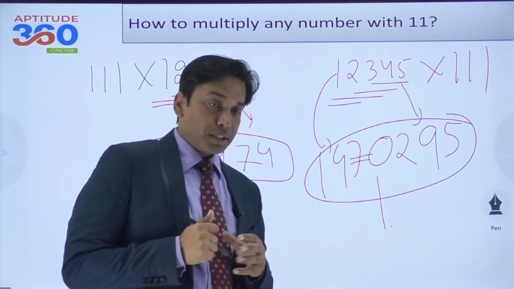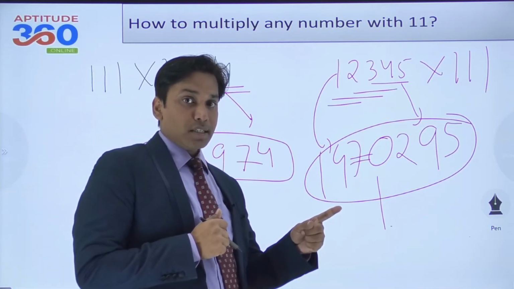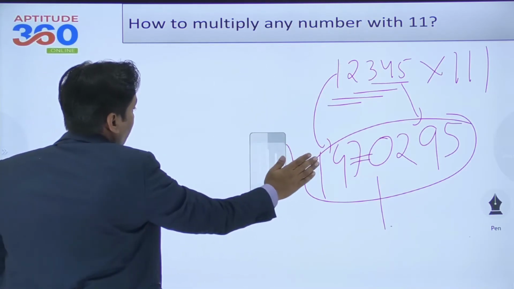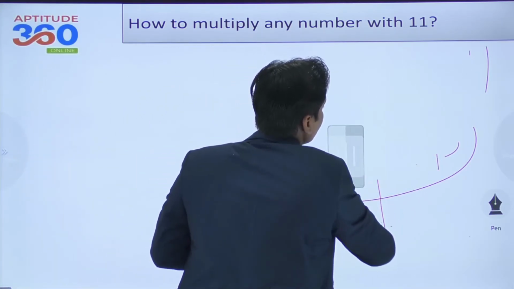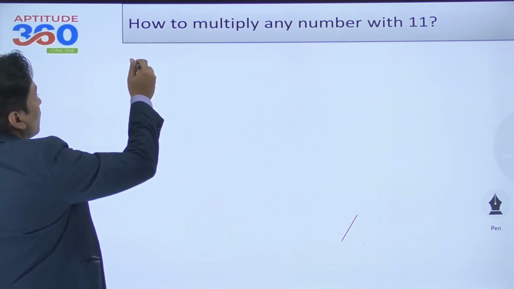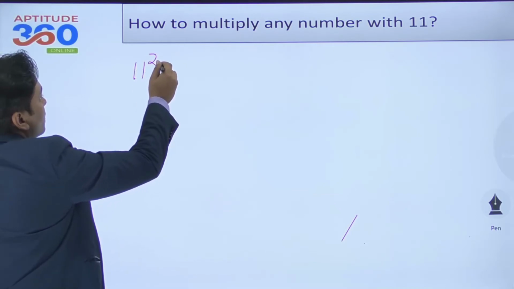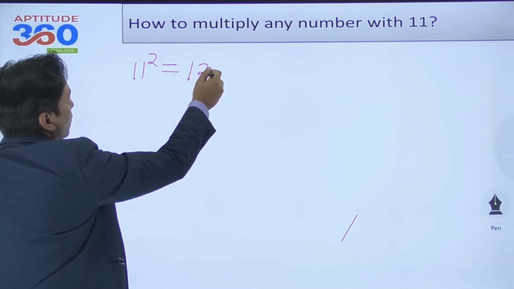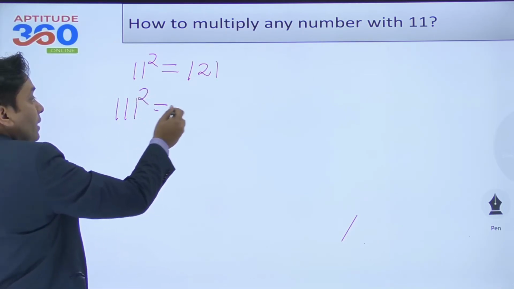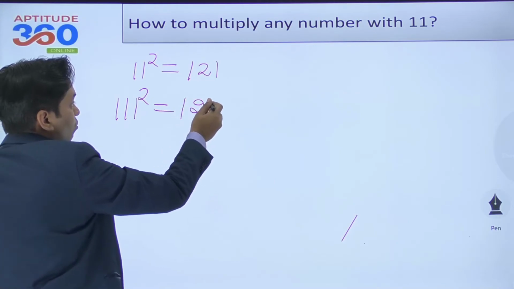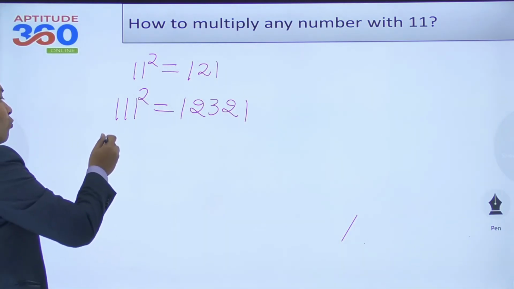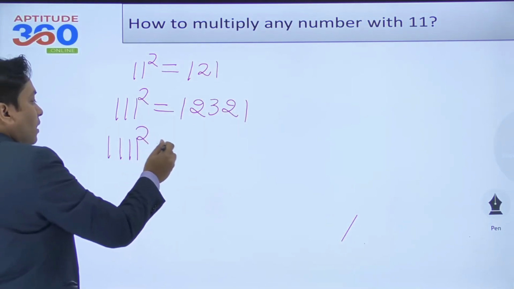Be very, very mindful of it. You can do that in one line if you understand how we are doing it. Now, in order to solve the previous question, the problem that we began with, understand this thing. What if 11 square is 121, and then we figured out 111 square. You figured it out, that is going to be 12321. Is that okay?